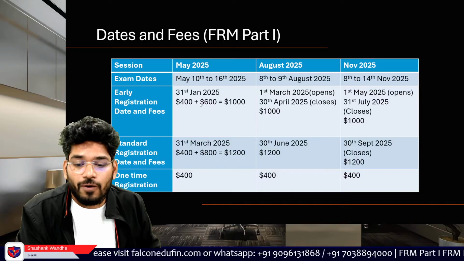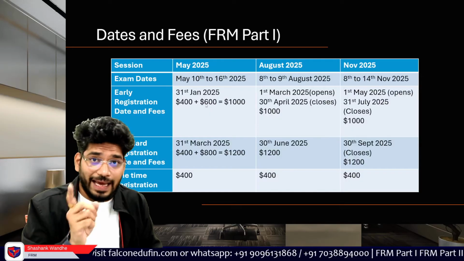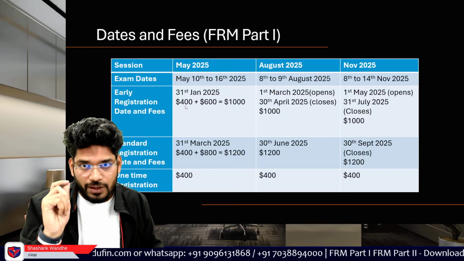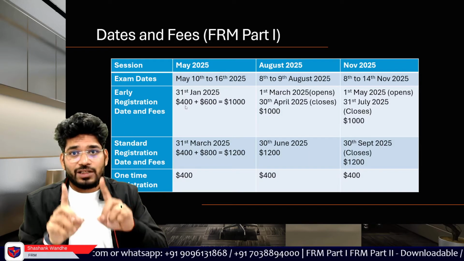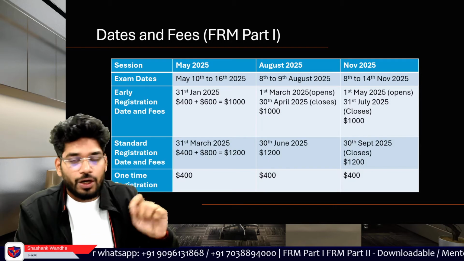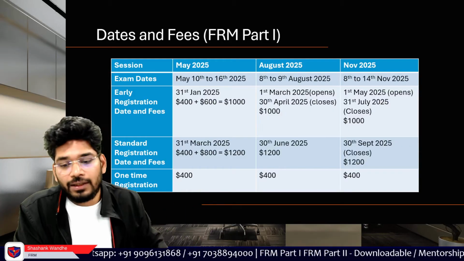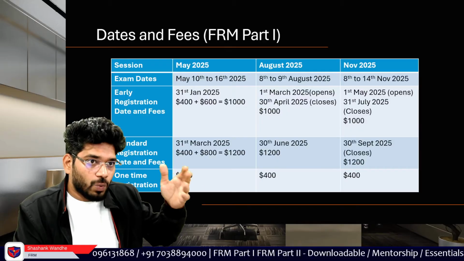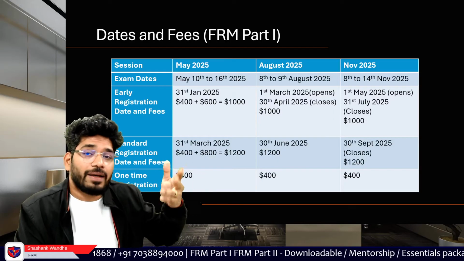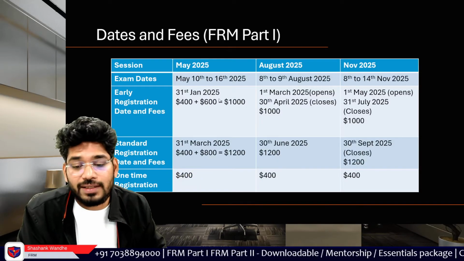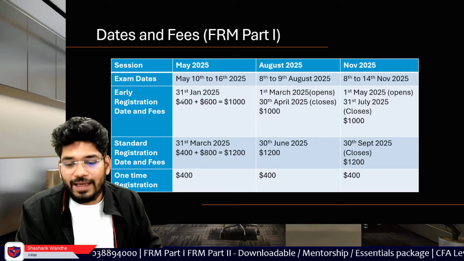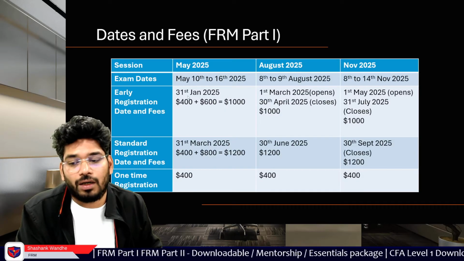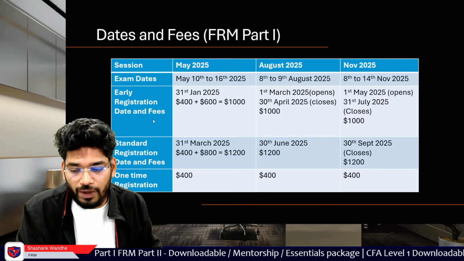So the fees is $400 plus $600. $600 is the exam fees, and $400 is the registration fees. It is a one-time registration fee. You have to pay this only one time, you don't need to pay it again and again. $600 is the per-exam fee. If you appear for FRM Part 1, say twice, then you have to pay this exam fee twice. So you have to pay $1,000 if you register in the early registration window.